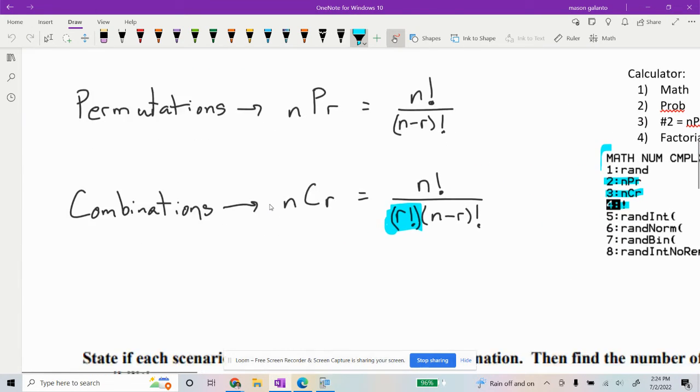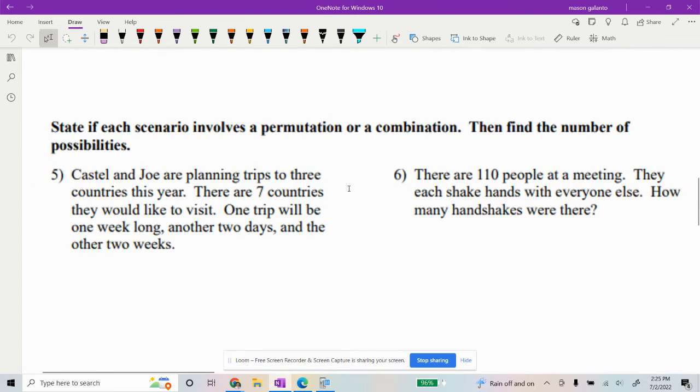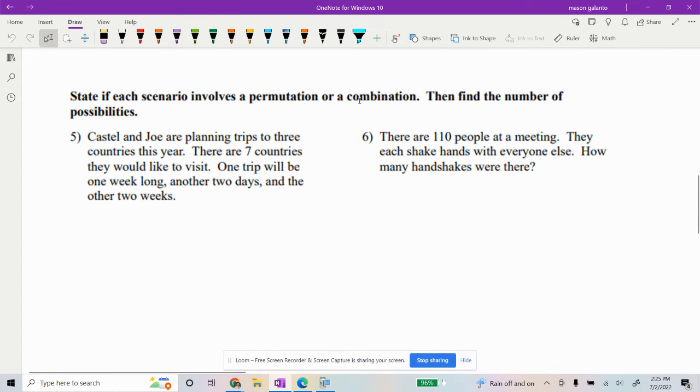So further, let's do some more practice. You will have a worksheet attached to this that includes more problems. We're actually doing the first 6 here together, and you will be able to finish it out. The first thing I want you to do is decide: is this a permutation or a combination? And then we're going to go through the process.